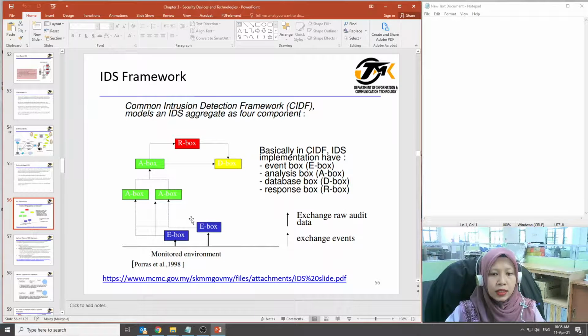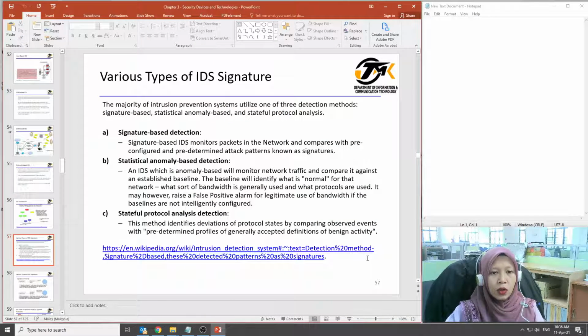So what is the E box? The event box means the sensor, the IDS itself, and where it is installed, either on the network or on the host. The A box is how they analyze, maybe the signature, maybe the behavior. Then we go to respond, and then the database box. This is for you to know, no need to memorize. Now I will go straight to the types of IDS detection.